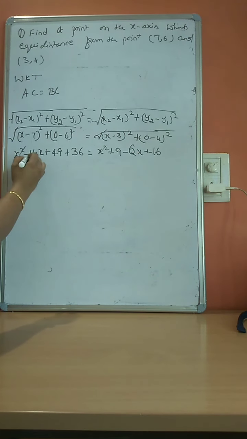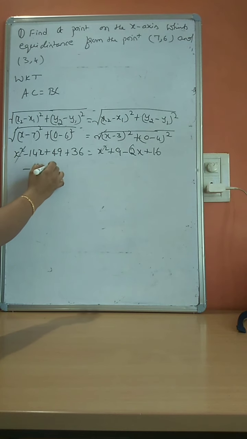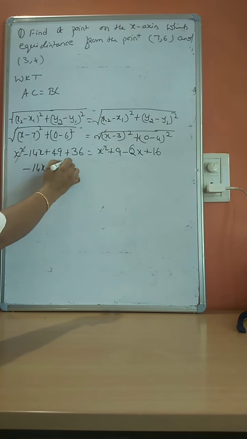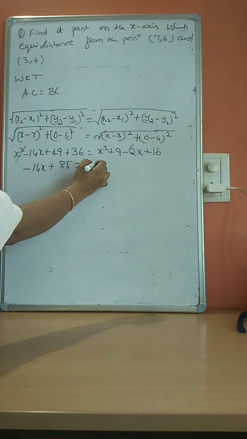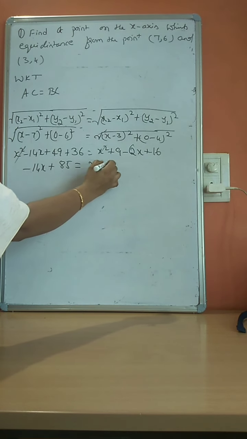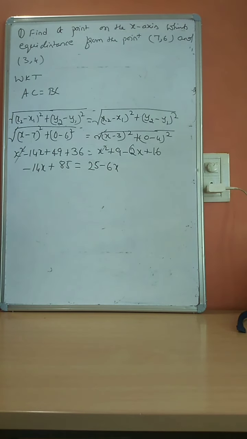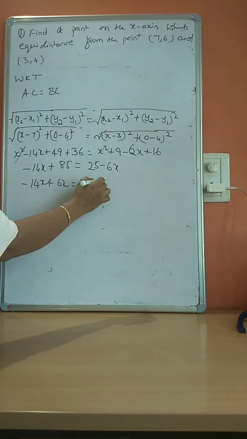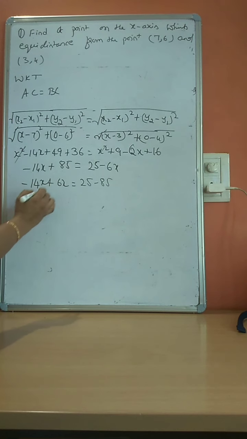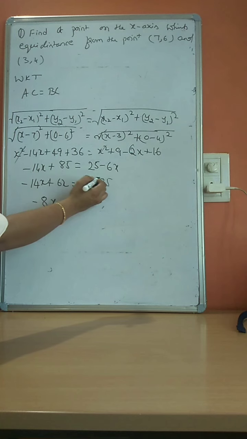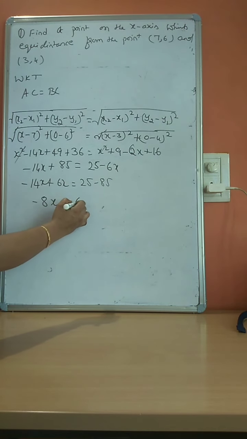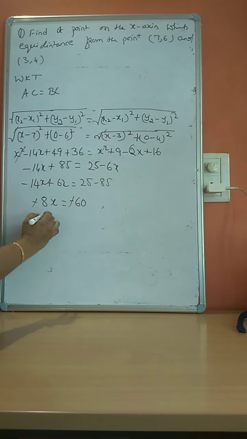So take the term minus 14x plus, if you go for adding we get 85 must be equal to 25 minus 6x. Okay, 25 minus 6x. So take the 6x this side, minus 14x plus 6x is equal to 25 minus 85. So 14 ಅಲ್ಲಿ 6 ಹೋದ್ರೆ ಎಷ್ಟಾಗುತ್ತೆ, minus 8x must be equal to 25 ಅಲ್ಲಿ minus 85 ಕಳೆದ್ರೆ ಎಷ್ಟಾಗುತ್ತೆ, minus 60. Minus minus get cancel.